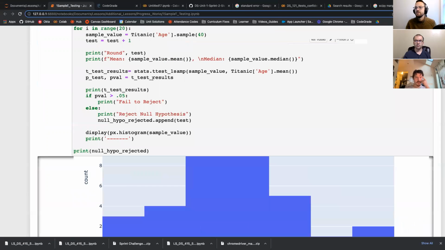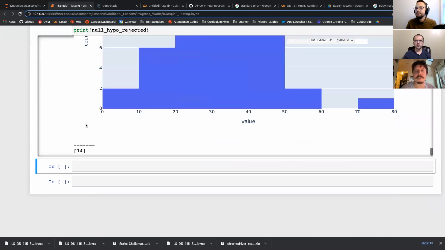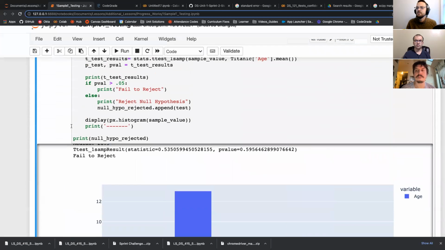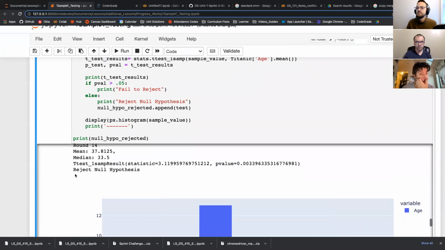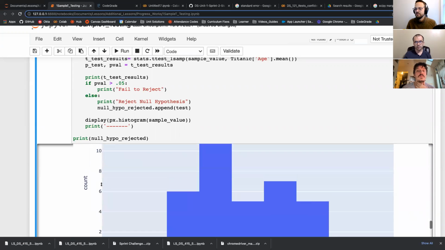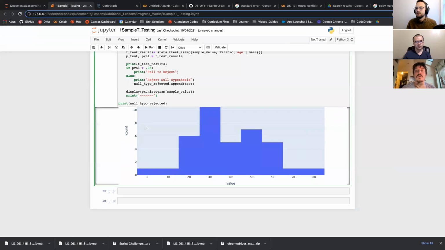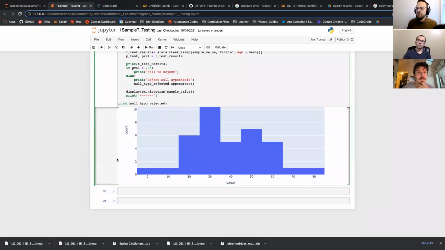I'll run this again just so that you see the results again. 20 different distributions from the same distribution. In this case, it was number 14. If you take a look, see, it's a mean and a median that's much higher, 37 and 33. So p-hacking would be my saying, I rejected my null hypothesis, even though that was the only time that my test rejected the null hypothesis out of 20 tests.